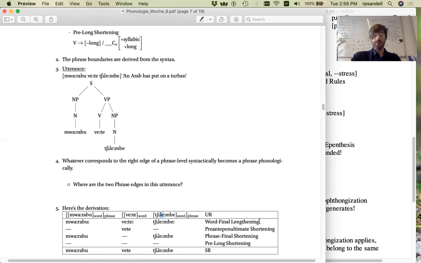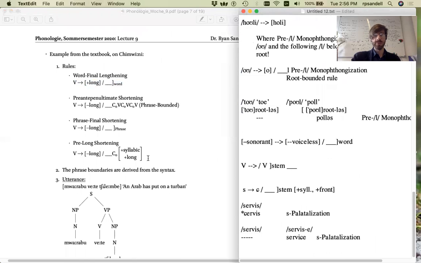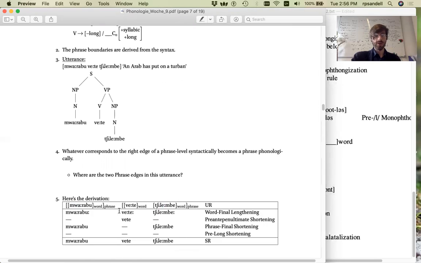So first, word final lengthening applies and looks for the right edge of a word, similar to word final devoicing in German or Russian. So through this rule, the U, the A, and the other A at the end of each word become long, and we generate the forms warabu, vete, and chirembe.